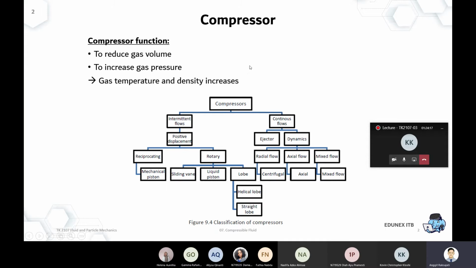So at least for today, we need to use the time to understand the types and the principle of a compressor. A lot of similar things with the pump, only slightly more complex. In terms of the function, it's very clear. A compressor will be used to increase the gas pressure. Maybe that's the most important one. Pressure will increase, and at the same time, the volume will decrease because it's compressible.